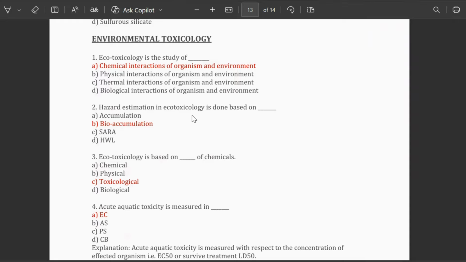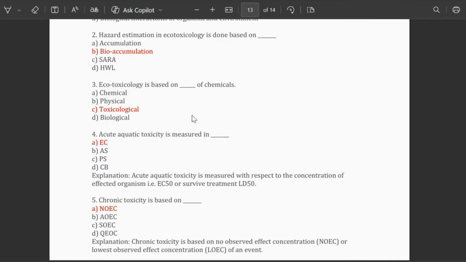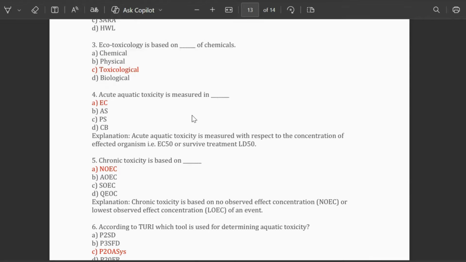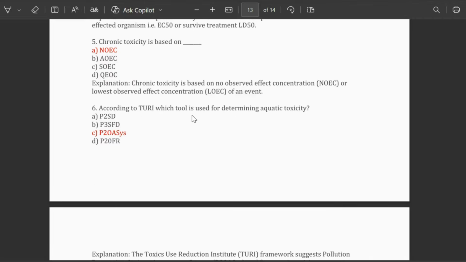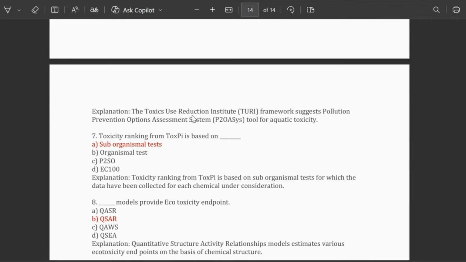Hazard estimation in ecotoxicology is based on bioaccumulation. Ecotoxicology is based on the toxicology of chemicals. Acute aquatic toxicity is measured in EC. Chronic toxicity is based on the NOEC. According to TURI, the tool used for determining aquatic toxicity is P2OASys, that is Pollution Prevention Options Assessment System. The toxicity ranking from ToxPi is based on the suborganism test.